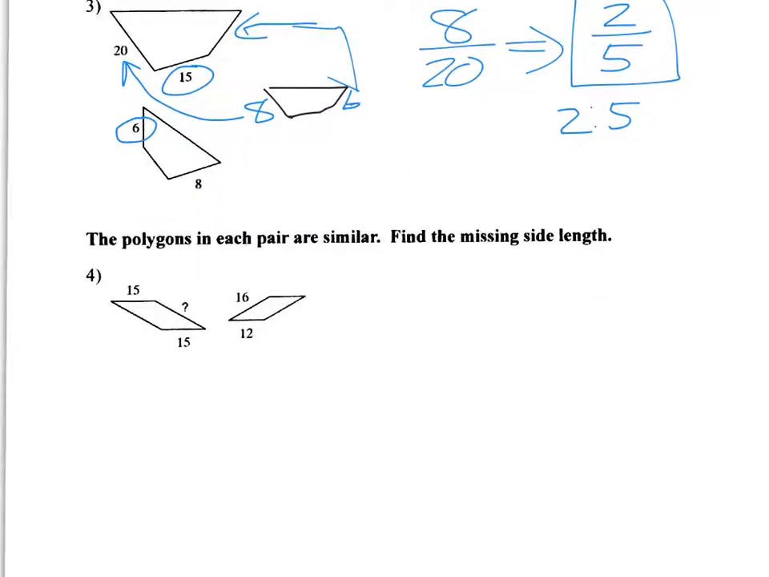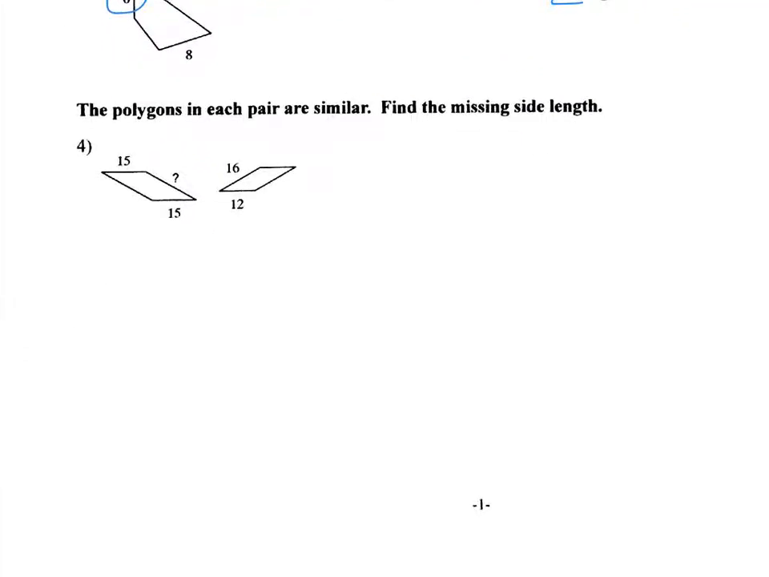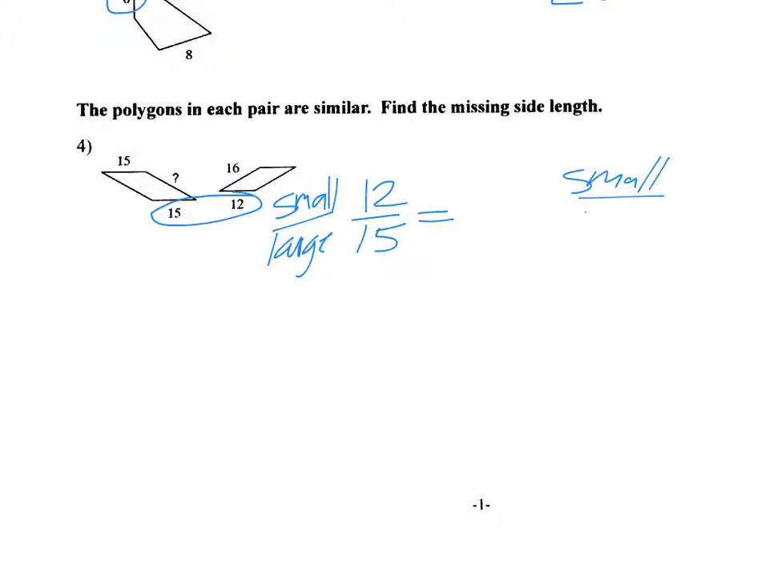Okay. Here it says they're similar. It wants us to find the missing side. So again, you've got to pay attention to how the figures are turned and everything. So here, the 12 goes with the 15. So I have 12 over 15. Now what I'm doing here is small figure over large figure. Whatever I do to this side, I've got to do to the other. So I've got to do small figure over large figure.